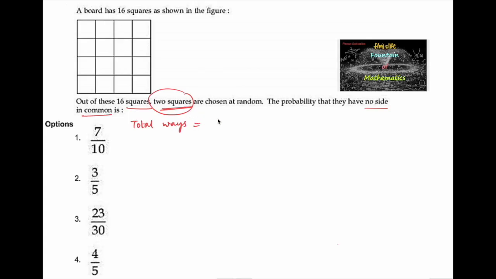number of ways of selecting 2 squares is 16C2. That is 16 factorial divided by 16 minus 2, that is 14 factorial into 2 factorial, that is 16 into 15 into 14 factorial divided by 14 factorial into 2. So here we can write 15 8s are 120. So 120 possible ways are there in which we need to find no side is in common. So let us take the complement.